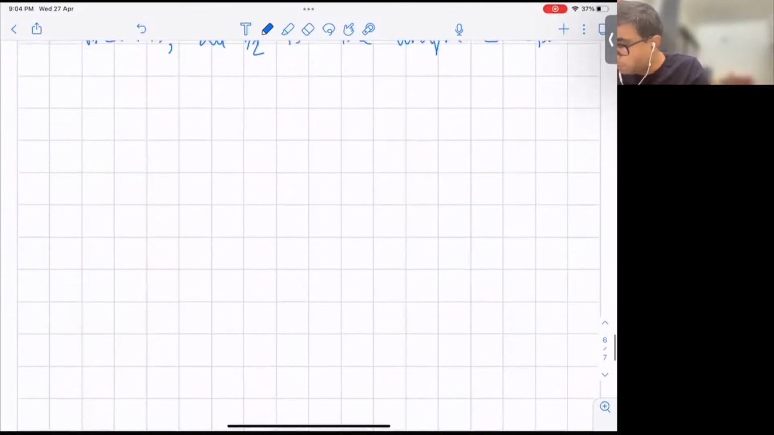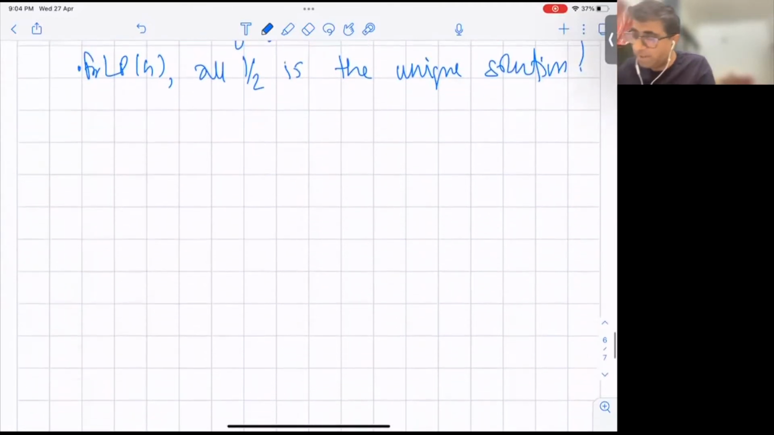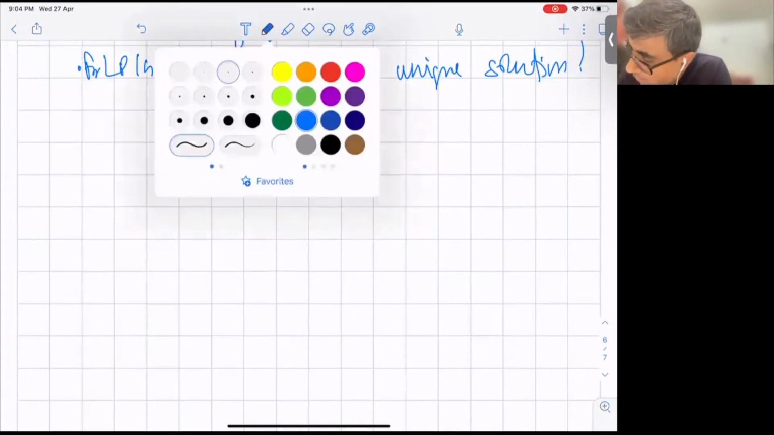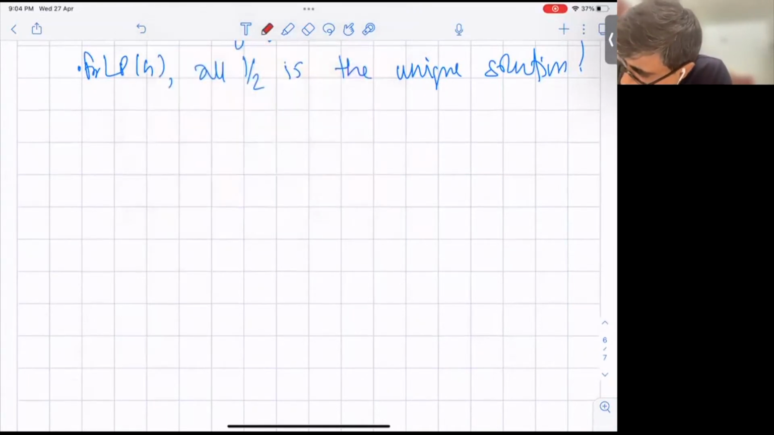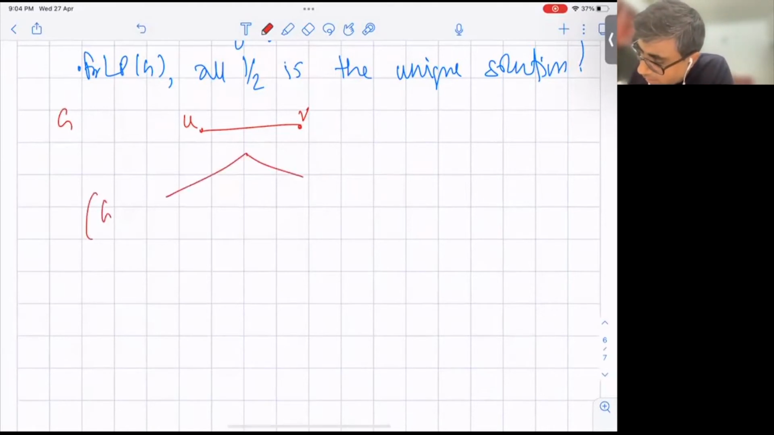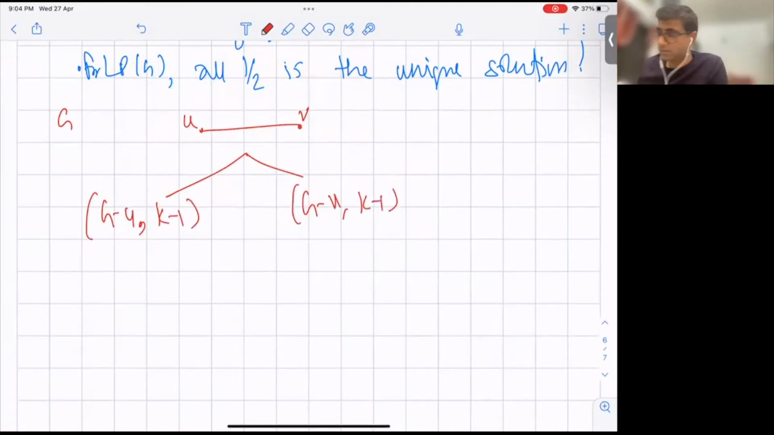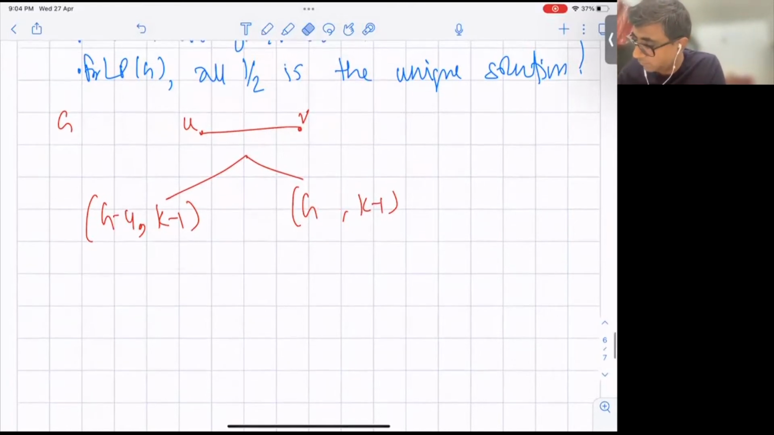And now, because all half is the integral solution, imagine that U and V is an edge of this graph G. Now, what was our first branch? We said, okay, it's simple. Look at this. This is what we did. So the only branching step of our algorithm is this one.